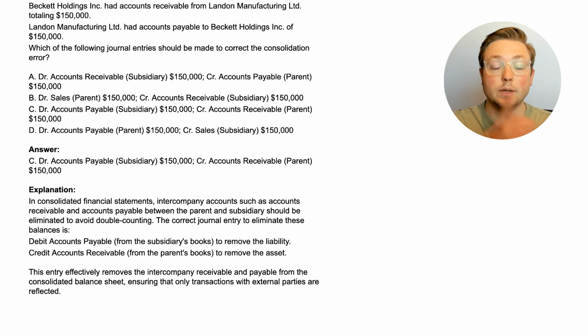But basically, you're just completely reversing those accounts because in consolidation, they can't be there. This removes the intercompany receivable and payable from the consolidated balance sheet, ensuring that only transactions with external parties are reflected. And remember, that's the whole idea about consolidation and the eliminating entries and things like that, is you have to only reflect what happened between external parties and the consolidated company. It cannot be what happened between the parent and the subsidiary or the subsidiaries. So if it was missed and at the end of the year it's showing up, you have to make that entry to get rid of it. And that's what this question was about. With that, let's go to the next question.